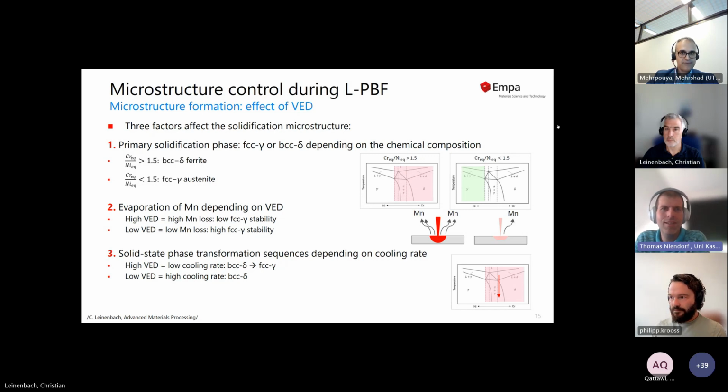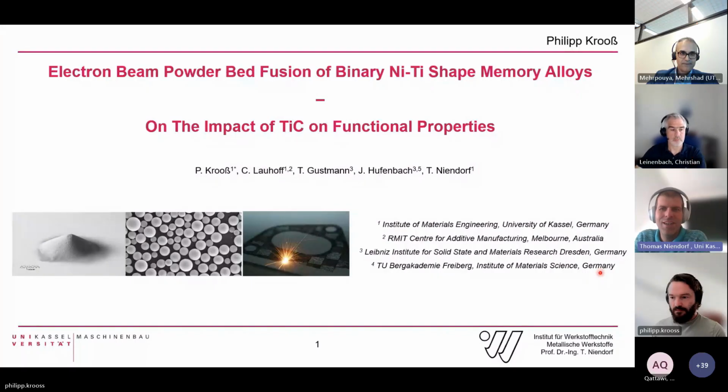thanks again for this excellent talk, for these insights, a fantastic system, and you gained really a high level of control over microstructure and so properties. Looking forward to the future results coming up.